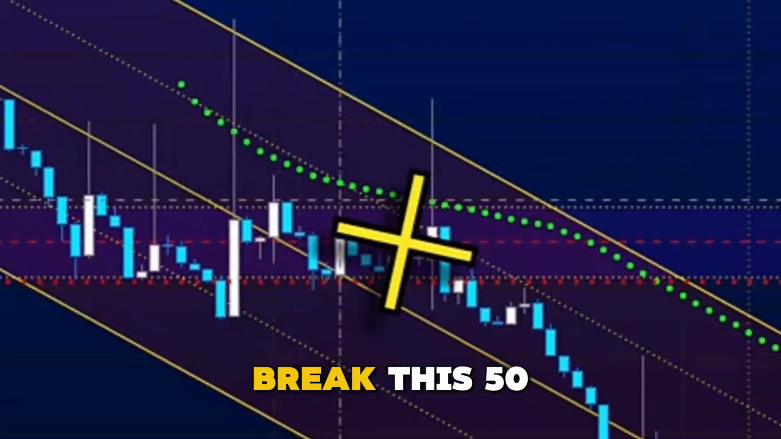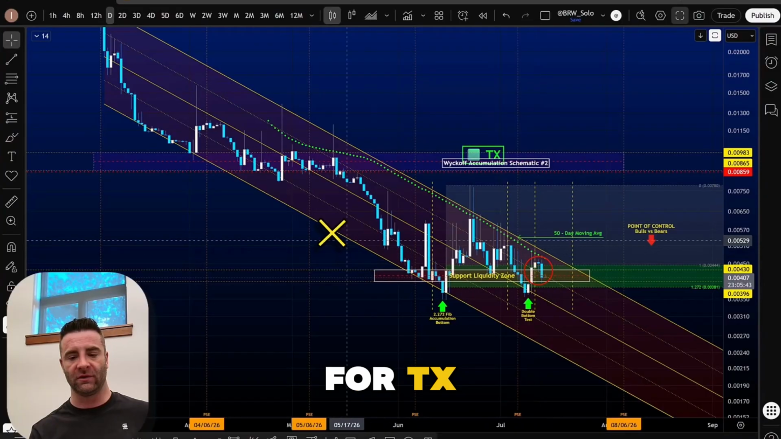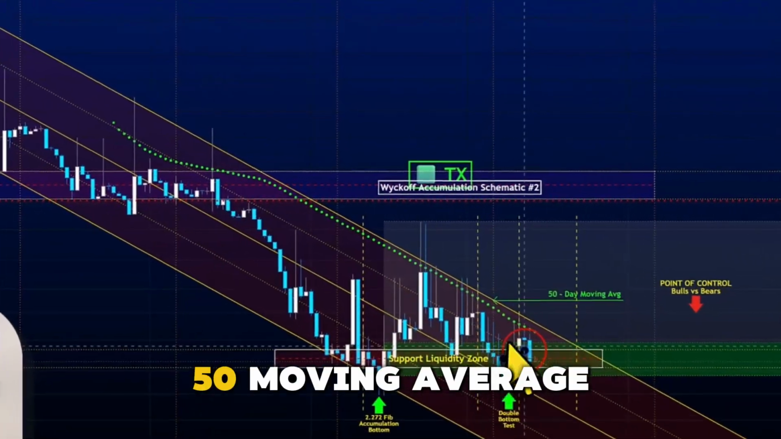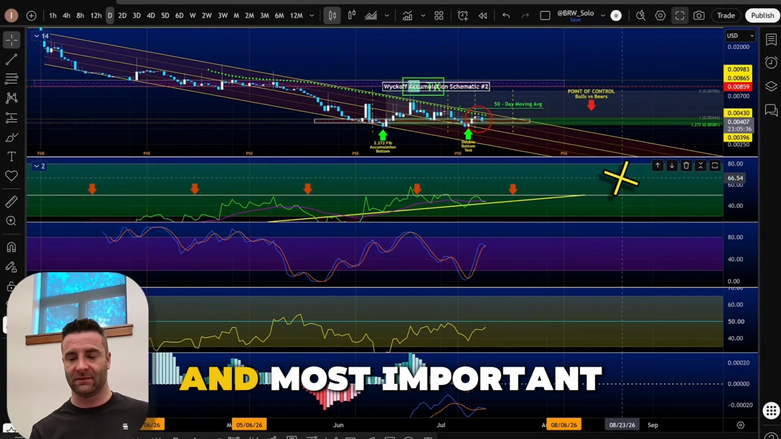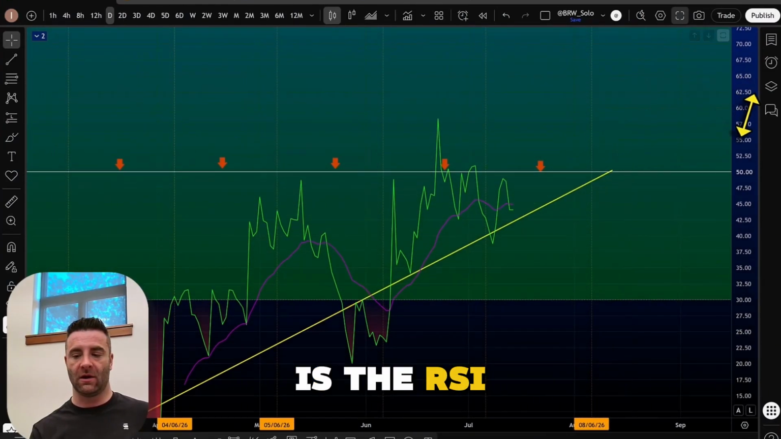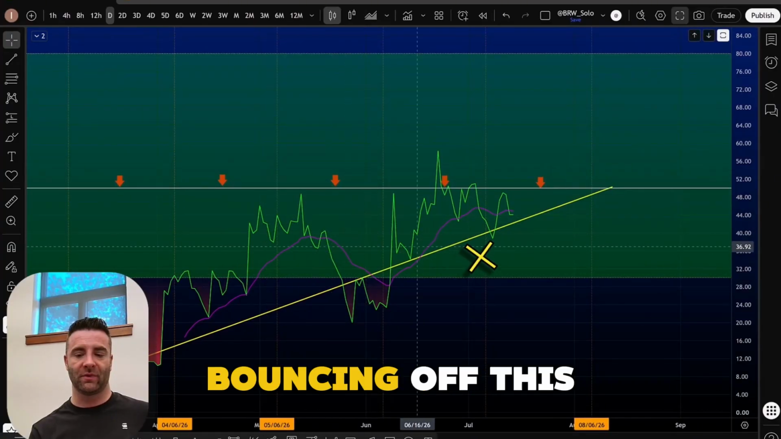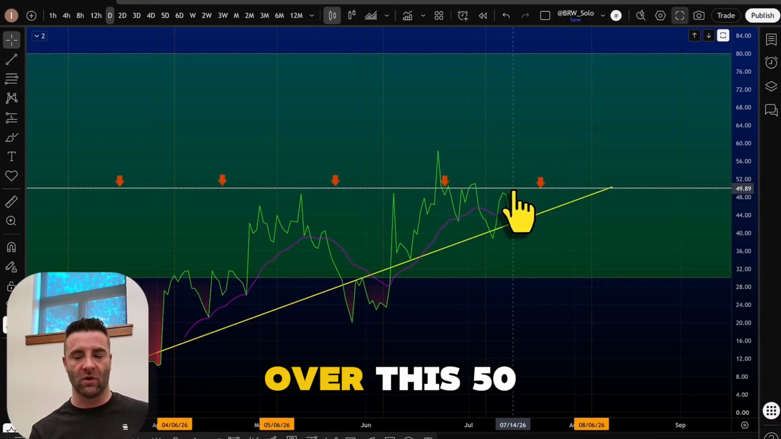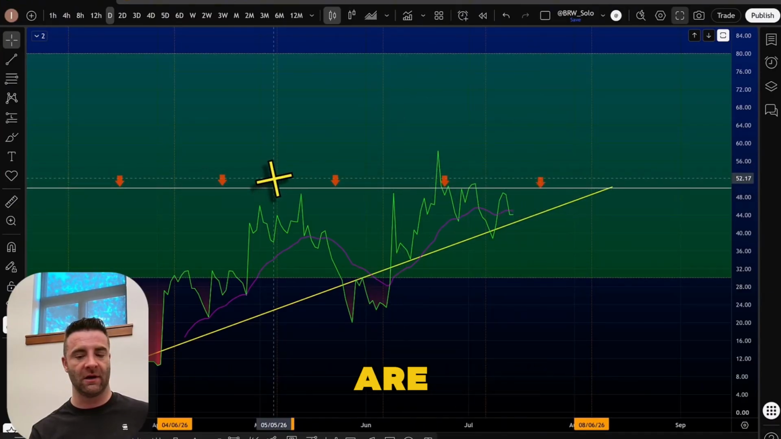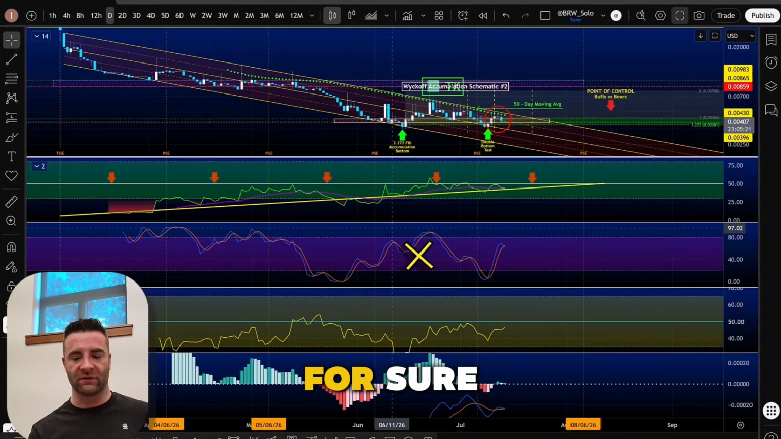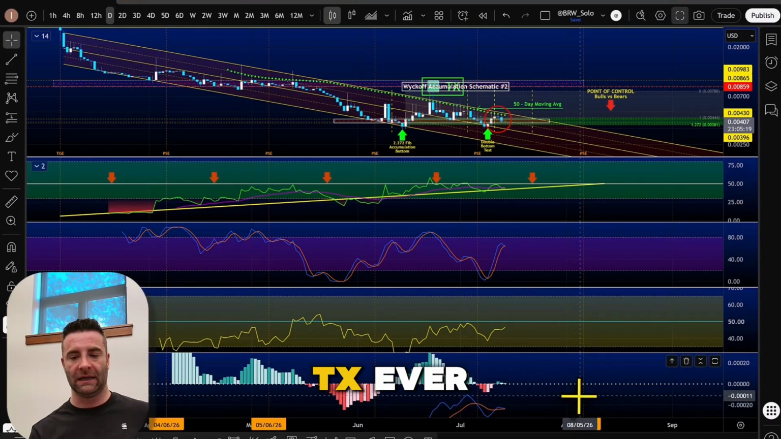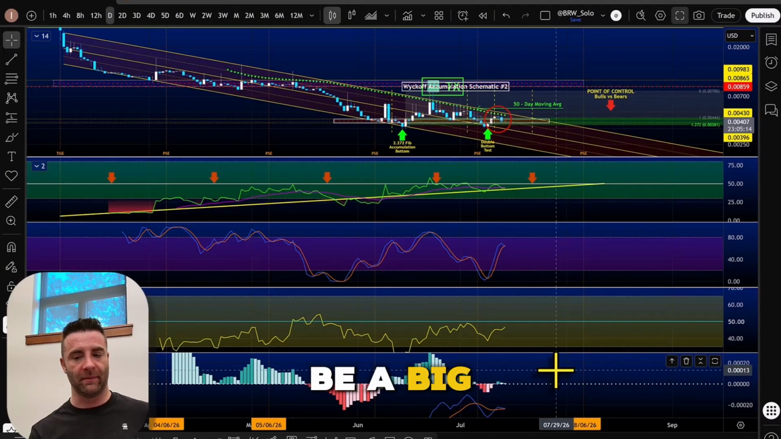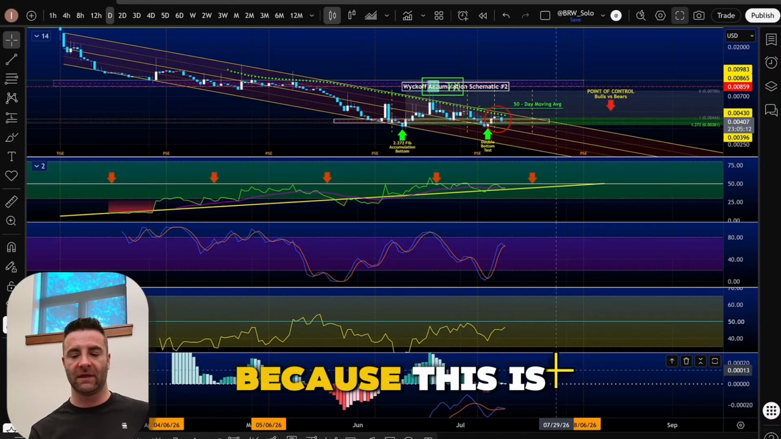We need to break this 50 moving average here for TX. This will be explosive because you have a break of the downtrend, break of the 50 moving average, and most important is the RSI. Trending up, bouncing off this line here. All we need to do is cross and confirm over this 50 line, this where the red arrows are, and boom, it will be fireworks for sure. It will be the biggest move we've seen in TX ever, for sure. That I can count on for sure.